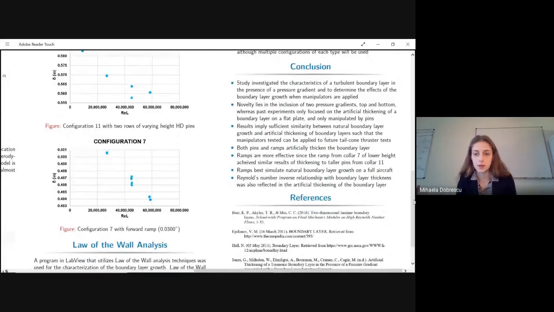The novelty in this experiment lies in the fact that there were 2 different pressure gradients and 15 different manipulators used, versus the only other similar tests done with a flat plate and only 1 type of manipulator. Future tests would include computational fluid dynamics, side-by-side comparisons to see how well that holds up to the experimental results, as well as further tests of an actual tail cone thruster in a wind tunnel.